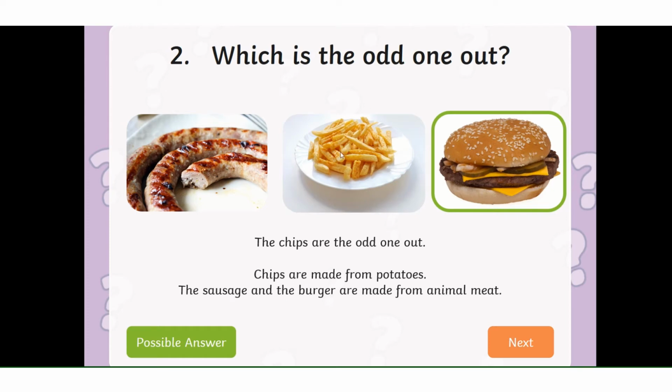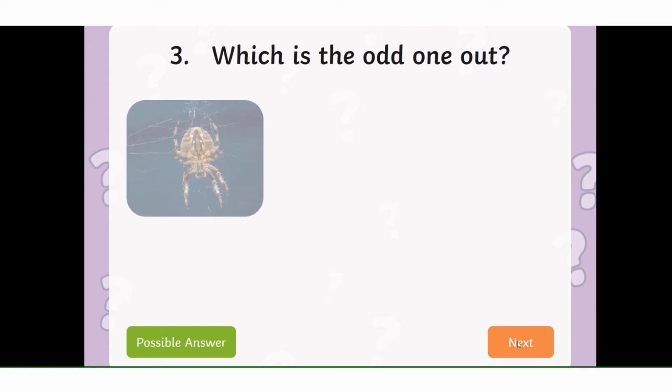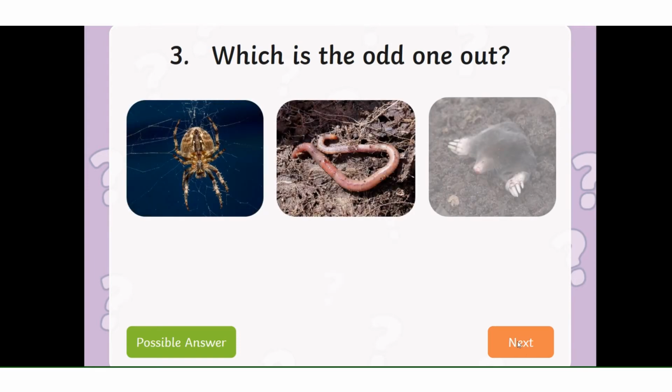Because chips are made from potatoes, but the sausage and the burger are made from animal meat. Maybe you could say it was this one because this one has got bread with it and the chips haven't and the sausage hasn't. Let's try the next one. Which is the odd one out?